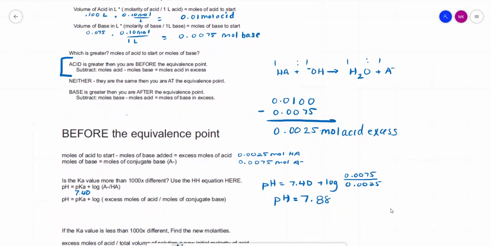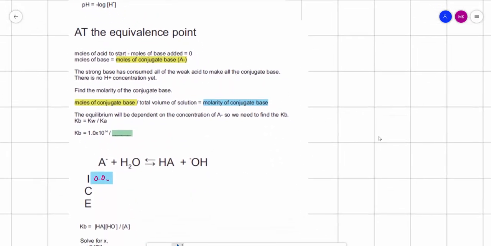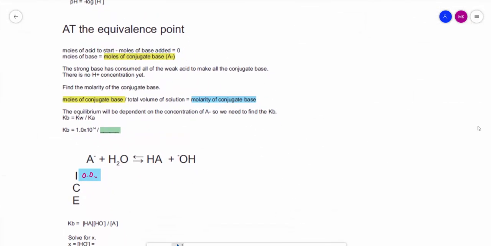Now at 100 milliliters of base, my concentrations are the same, so that's going to be at the equivalence point. Scroll down here, so the moles of the acid will equal the moles of the base. So if I subtract them, I'm going to get 0. And that is because I have 0.01 moles of both the acid and the base. Now, the moles of the base are going to be equal to the moles of the conjugate base, and that is simply stoichiometry. So the moles of the conjugate base are going to be 0.01 mol, moles of A minus.